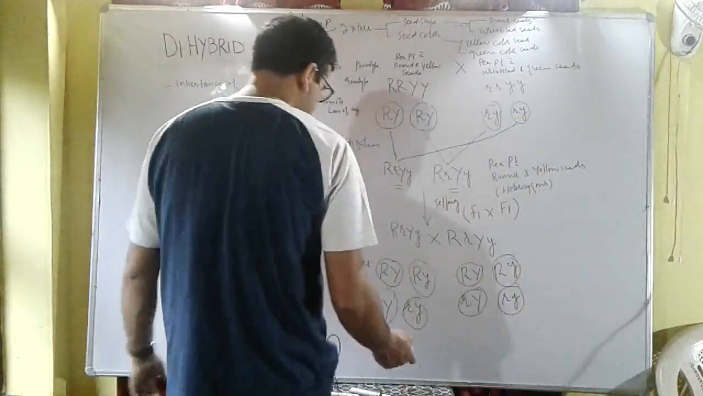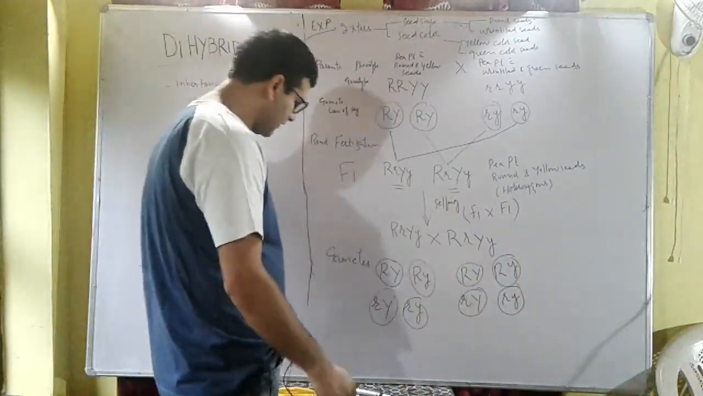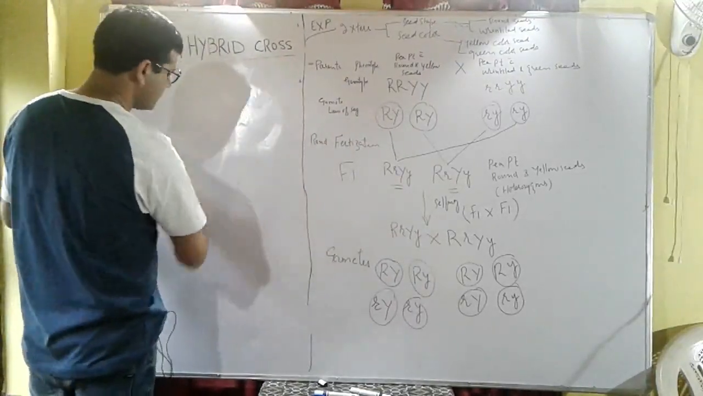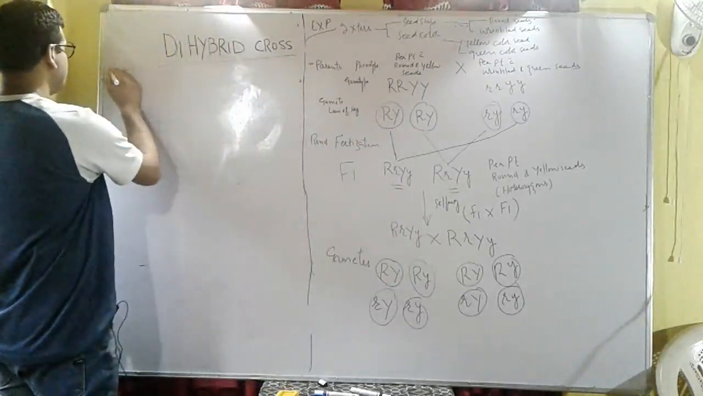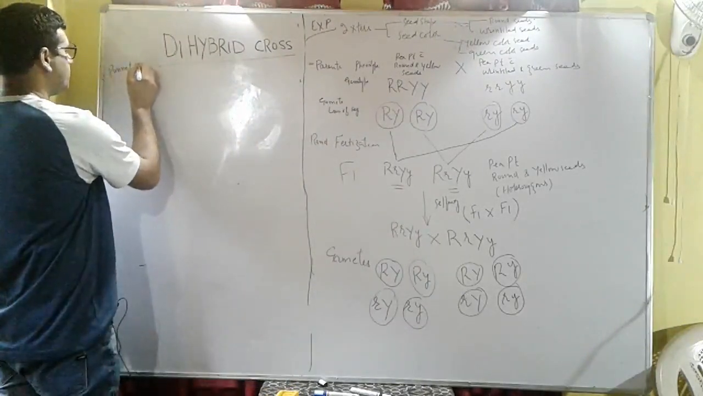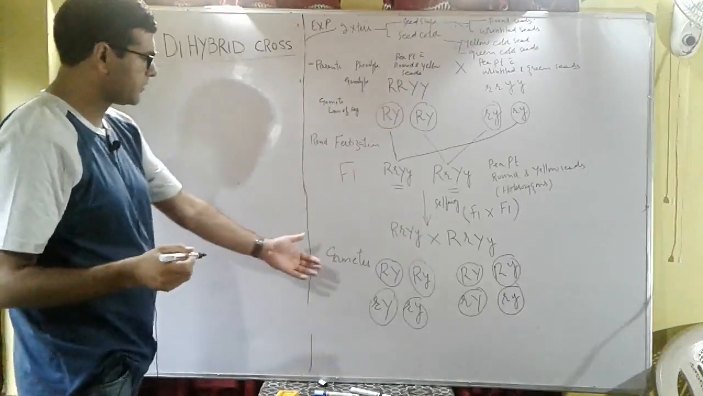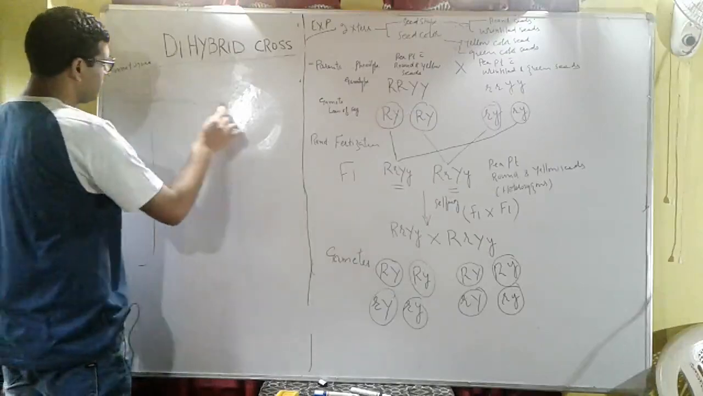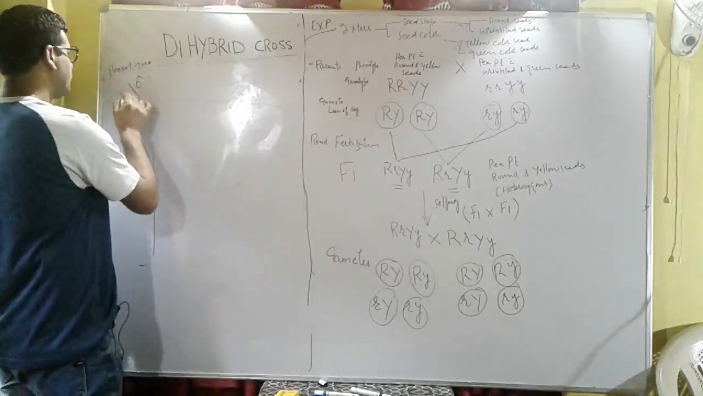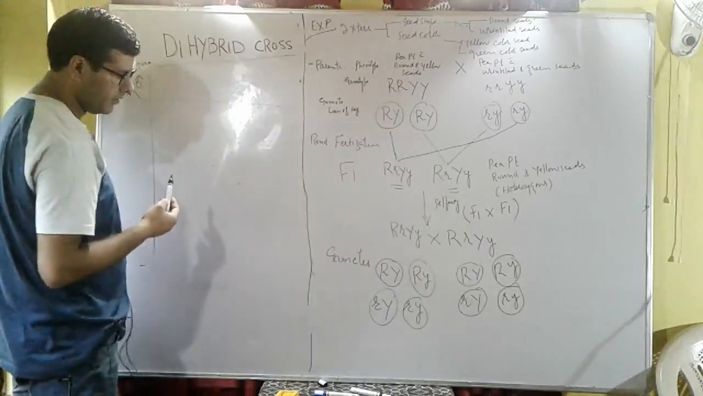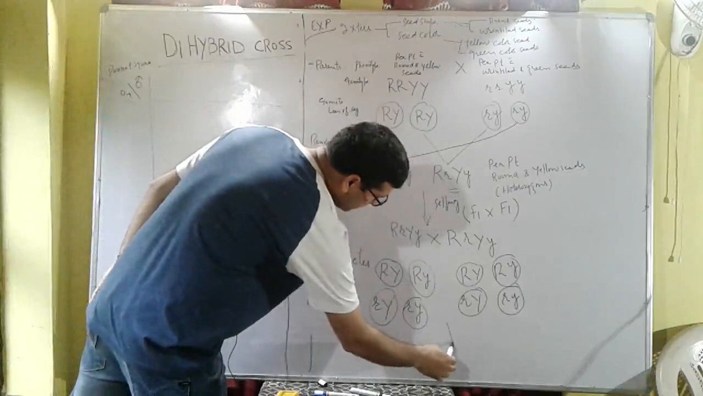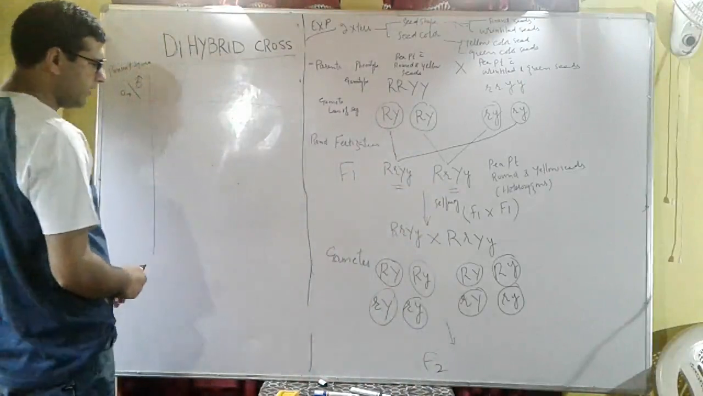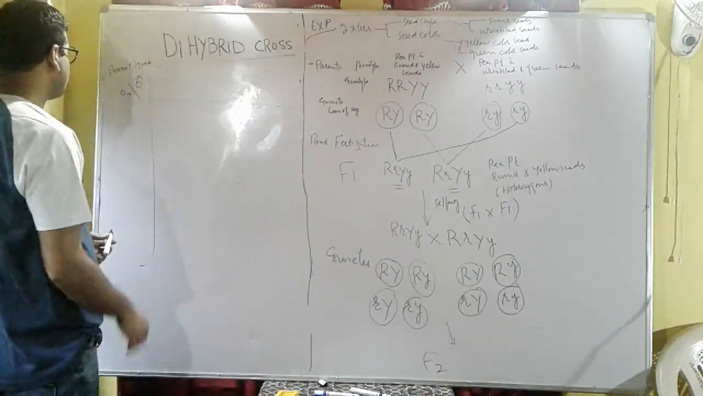Now we'll make random fertilization. We'll explain it with the help of a checkerboard, the Punnett square, because it is convenient. So we have male gametes, female gametes, and what we'll get here is the F2 generation.